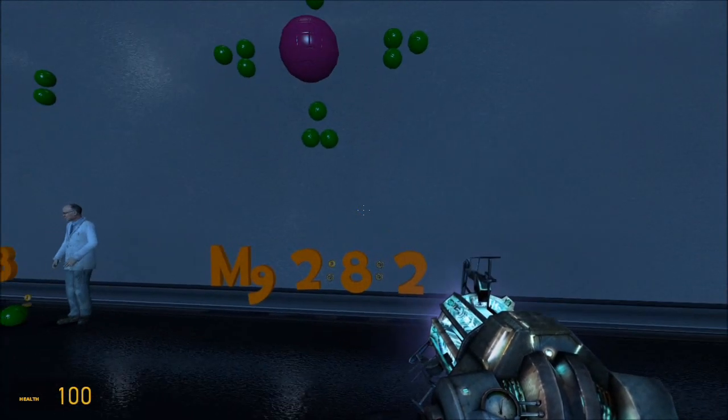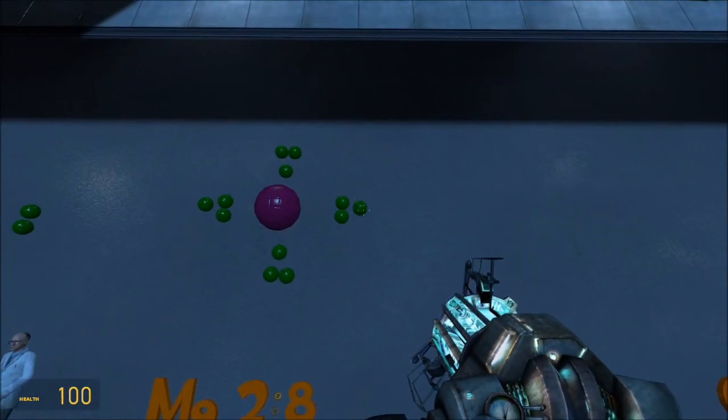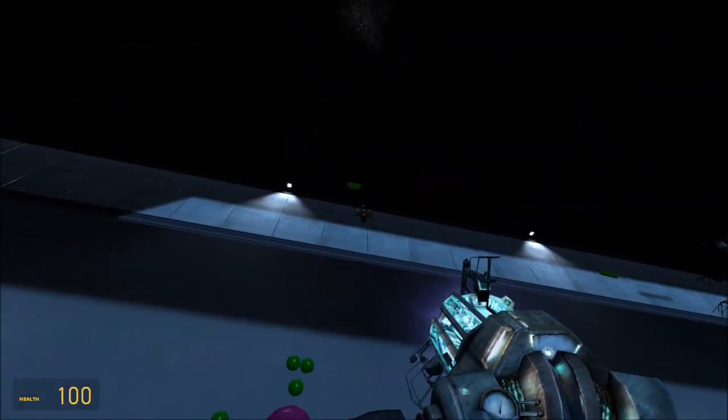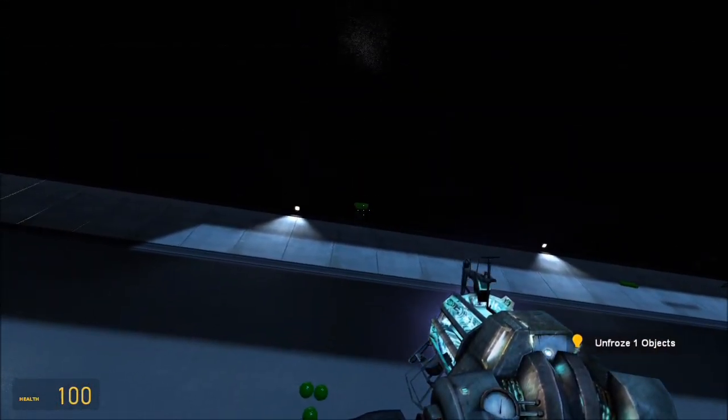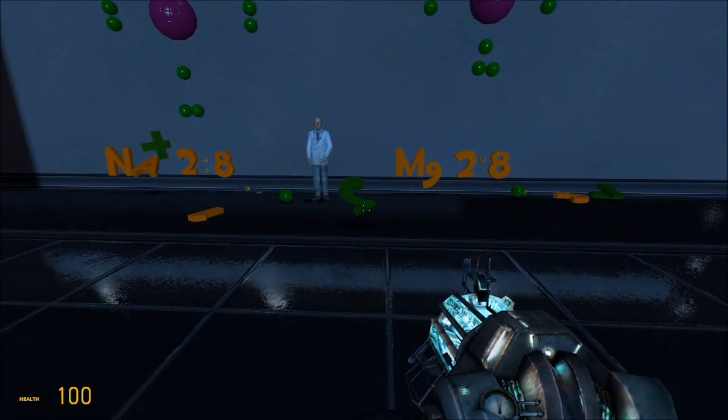If I knock off the 2 valence electrons, magnesium's a metal, and metals hate electrons. So it loses 2 electrons, it's in group 2. Now the magnesium will have a charge of plus 2, and it's called the magnesium ion. And notice that that's also smaller, it's only got 2 shells.